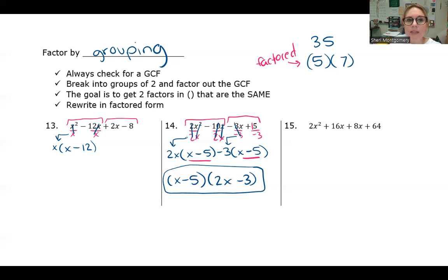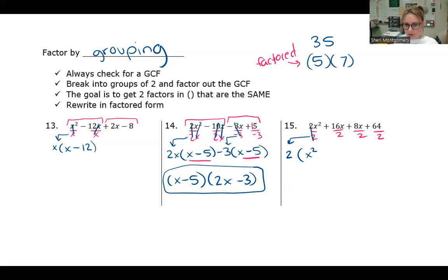The next one, can I factor out a GCF? Yes, what could I factor out? A 2, so I can factor out 2 from everything. And when I factor out the 2, it goes out into the front. And then I write down everything that I have left.